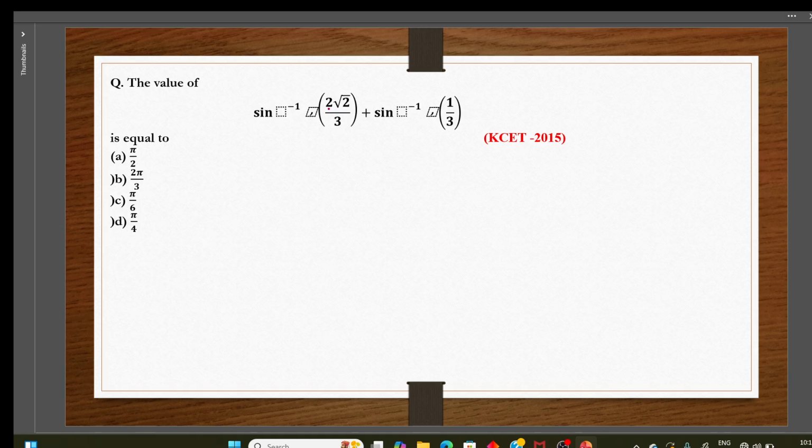The value of sine inverse of, sorry, here is a typing mistake, that is sine inverse of 2 root 2 by 3 plus sine inverse of 1 by 3. Okay, so this term, sine inverse of 2 root 2 by 3, in the sine function, 2 root 2 by 3 is sine 70 degrees. So sine inverse of sine 70 degrees is equal to 70 degrees.